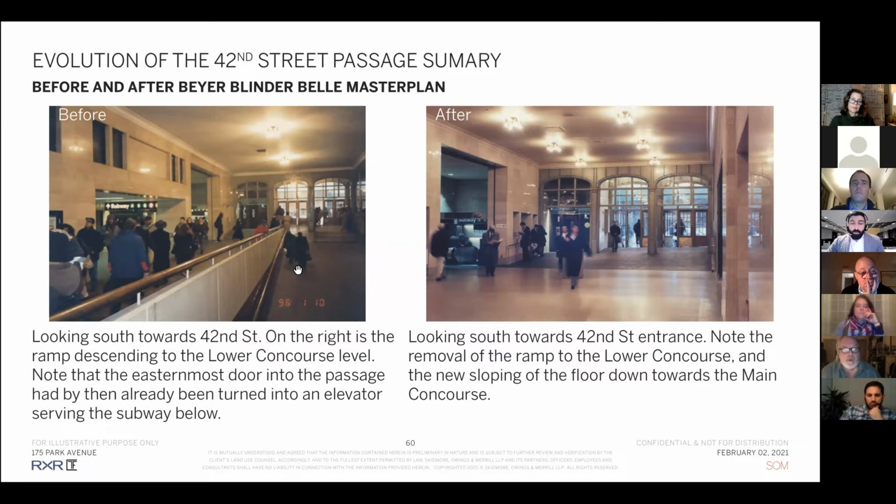Some quick views that we can again return to later. On the left, you see the condition in the early 90s with this splitting of the ramps. And on the right side is the renovated condition that we know roughly as it is today with the elimination of those ramps. This door here is the historic door that was blocked at some point before the 90s with an MTA elevator that descends to the mezzanine.